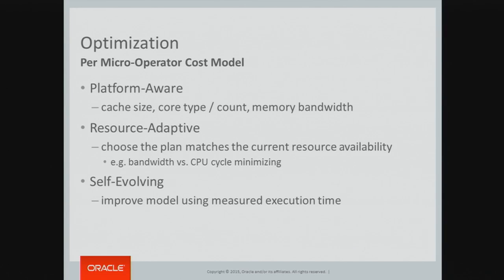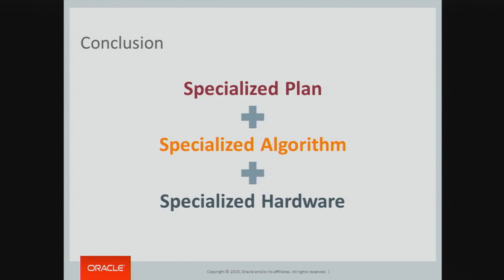Because we can benchmark the micro-operators and improve the cost models. However, we can also use the measurements collected from the execution times and automatically improve the model. To sum up, we want to use a specialized plan and optimizer, implemented in a specialized algorithm, running on specialized hardware, and you will have the biggest gain.